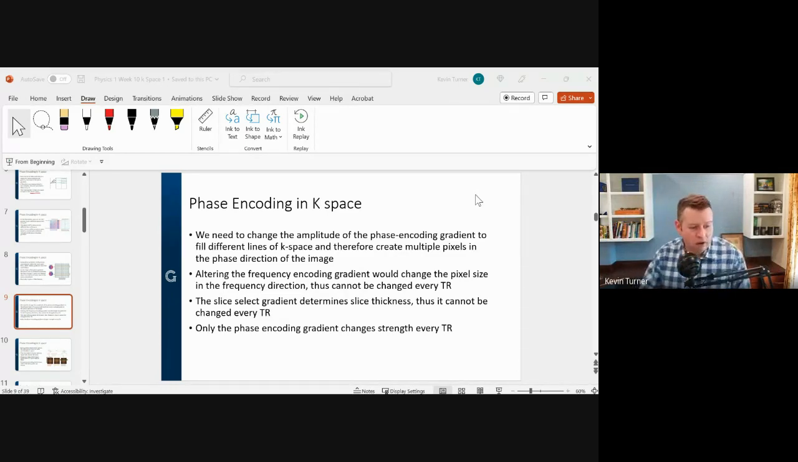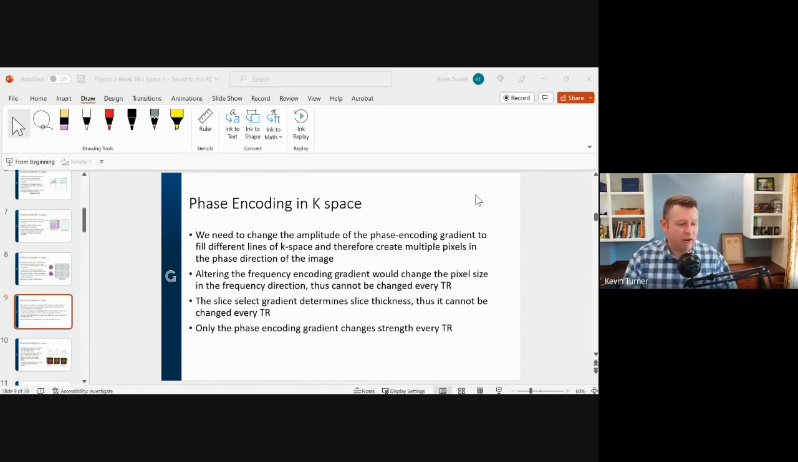Altering the frequency encoding gradient would change the pixel size in the frequency direction. Thus, it cannot be changed every TR. The frequency encoding gradient strength stays the same throughout every single echo you collect, based on receiver bandwidth, frequency field of view, and frequency matrix, which is what we talked about last week.